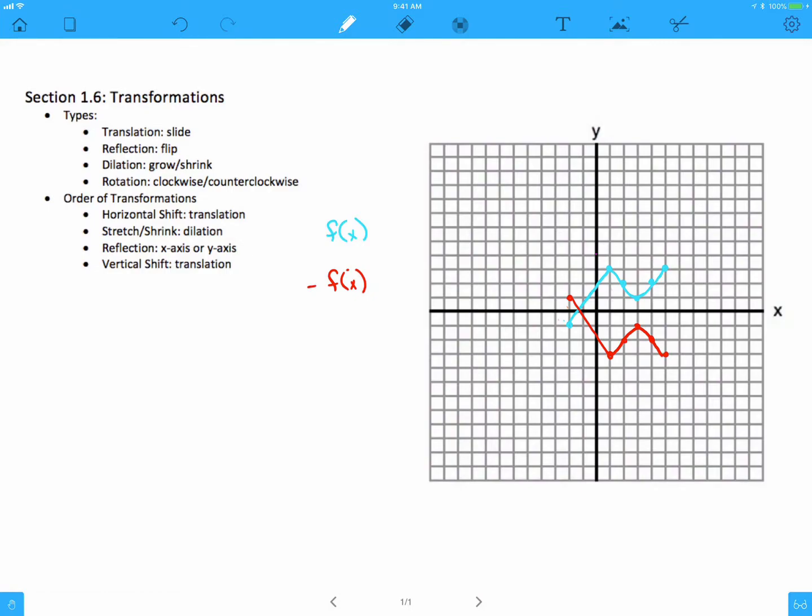And again, now if we throw the negative sign on the inside in here, now it's going across the y-axis. So this picture would actually move over this direction. Okay, hopefully that made sense to you. Those are the types of reflections.